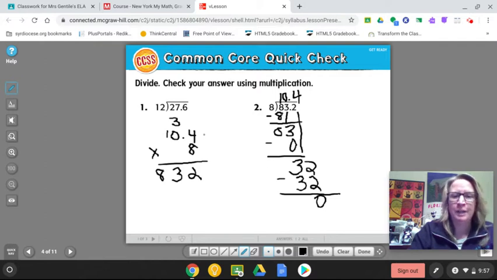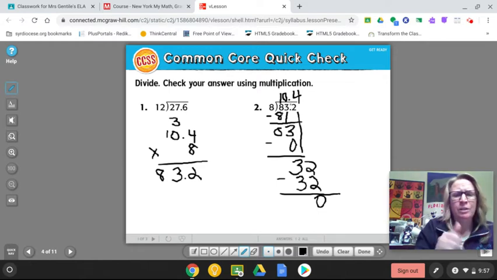Oh, Mrs. G, you forgot your decimal. Okay, so I have a decimal in one of my factors, so I go over to there. It's one place over. Start at the end, one place over. 83 and 2 tenths matches my dividend over here. So we did, in fact, divide correctly.